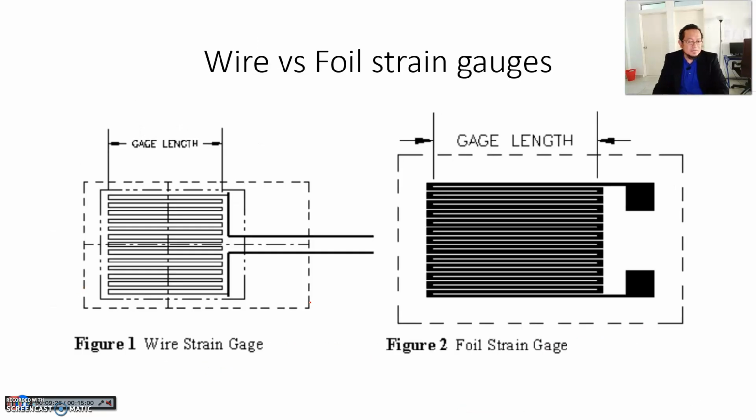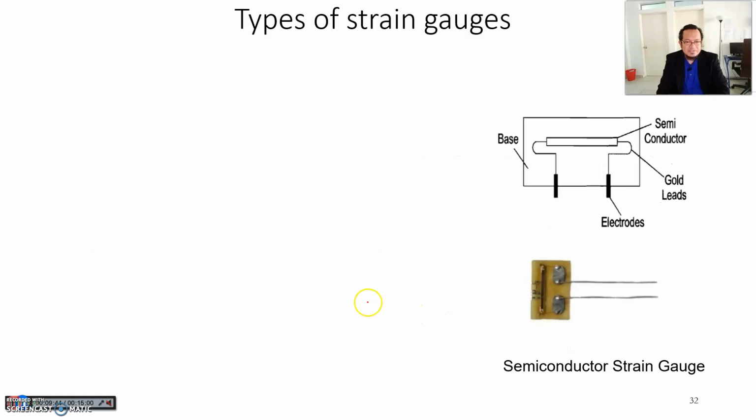So this is how it looks. I just managed to get this picture from Google. There's a wire, a very thin line, looped back and forth, but if you look at the foil strain gauge, it's much thicker, but it has some advantages over wire strain gauge.